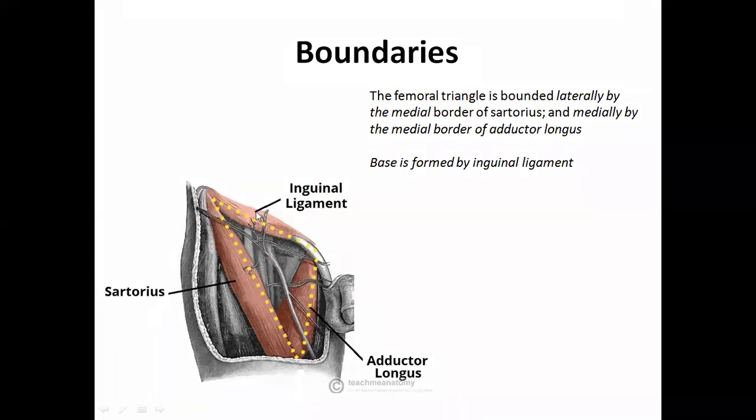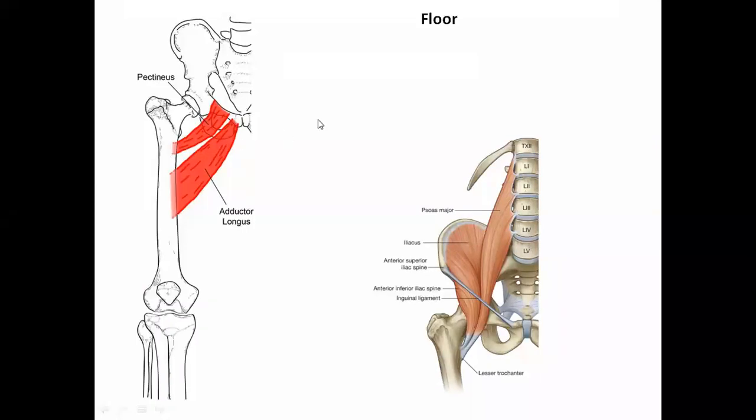Inguinal ligament is the aponeurosis of the external oblique. External oblique is a muscle of the abdomen, and the lower aspect of it is the aponeurotic part of the muscle, and that is modified to form the inguinal ligament. Now here the inguinal ligament can be seen clearly.